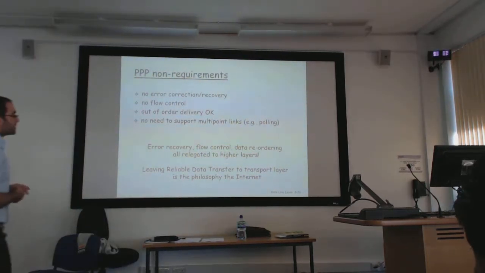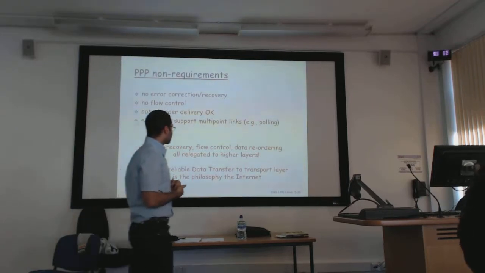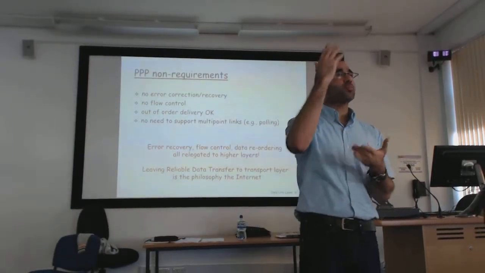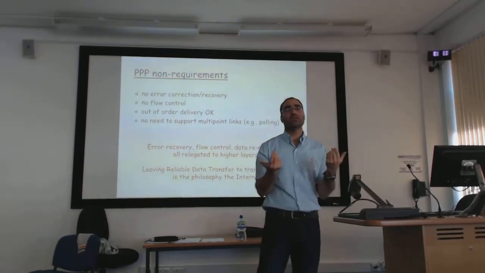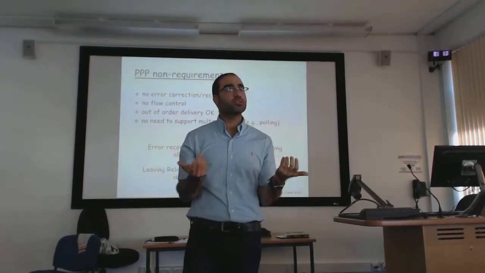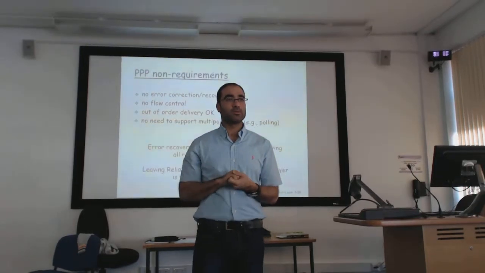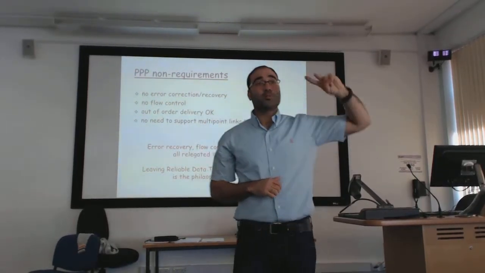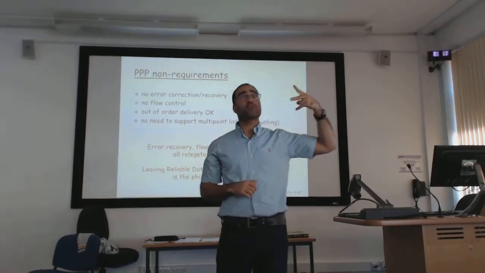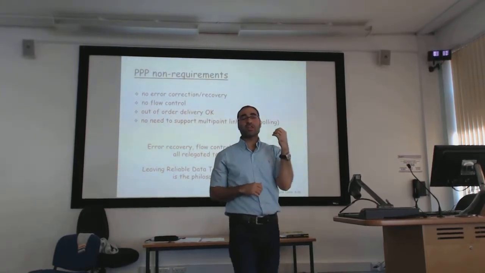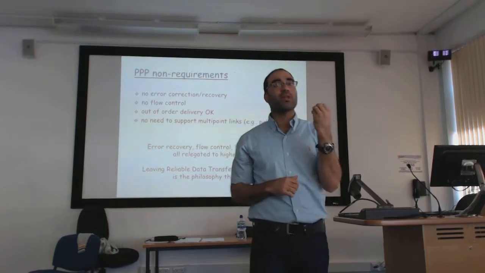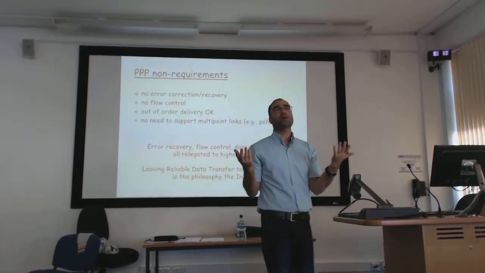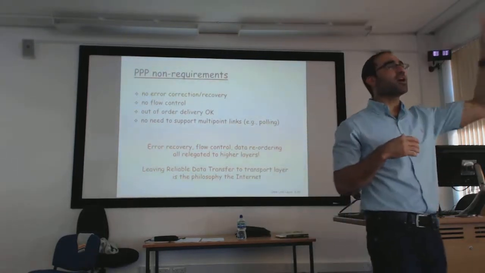Leaving reliable data transfer to the transport layer is a philosophy of the internet. So why do you think they leave it to the higher layers? Why do I leave the lower layers without any reliable services? What do you think? Anyway, we had 5 layers. We started with application, down to physical. We said layer 2 is very similar to layer 4. But the main criterion that layer 4 had is that it provides reliable services. So why do I have a data link layer without any reliable service? Why do you think that? Why do I leave it to the higher layers?